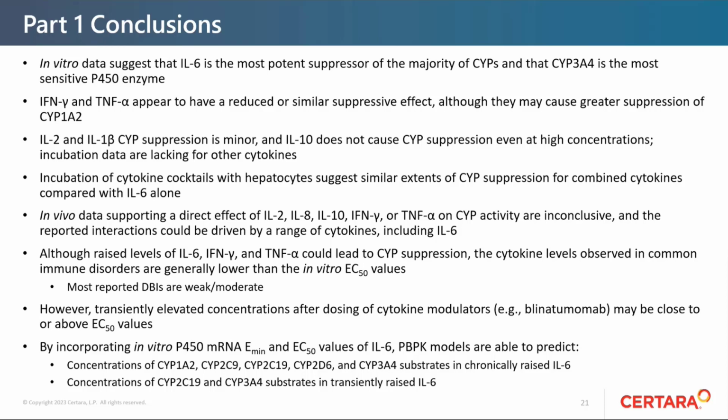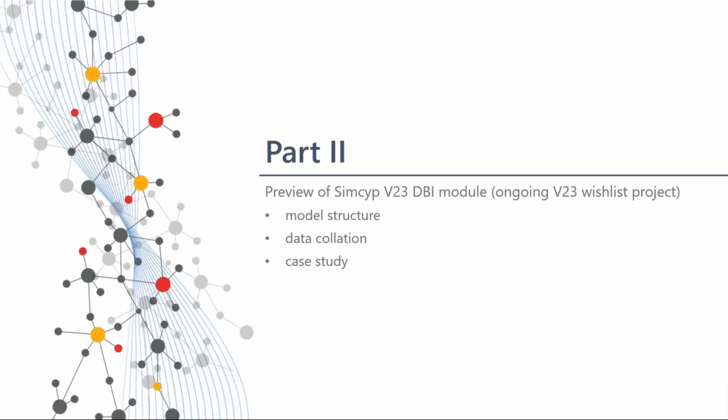However, transiently elevated concentrations after dosing of cytokine modulators may be close to or above the EC50 values. By incorporating in vitro mRNA Emin and EC50 values of IL-6, PBPK models are able to predict concentrations of CYP substrates in both chronically raised or transiently raised IL-6. And with that, I'll pass the stage to Xian.